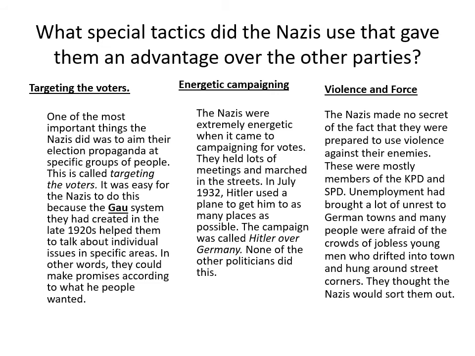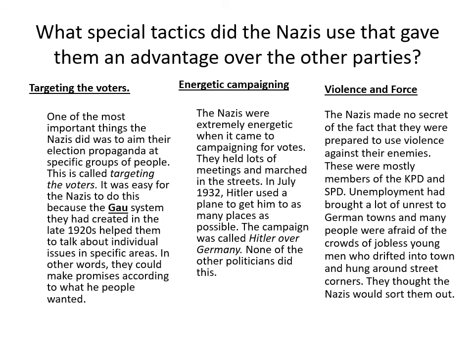Firstly, targeting the voters. One of the most important things the Nazis did was to aim their election propaganda at specific groups of people. This is called targeting the voters. It was easy for the Nazis to do this because the Gauss system, which we've already looked at in the 1920s, helped them to talk about individual issues in specific areas. In other words, they could make promises according to what the people wanted.